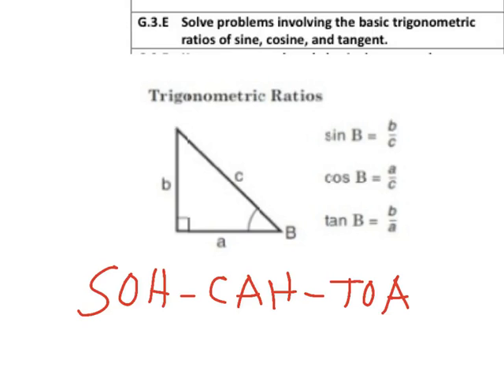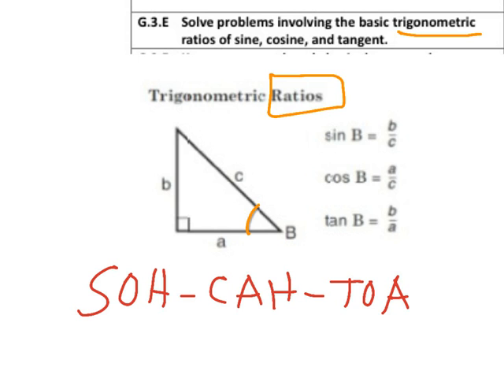This is G3E, and we're talking about trigonometry and solving problems. And the key word here is that trigonometry is all about ratios. And we are talking today specifically about right triangles. So inside of a right triangle, we have different angles, and right now we're focused on angle B.